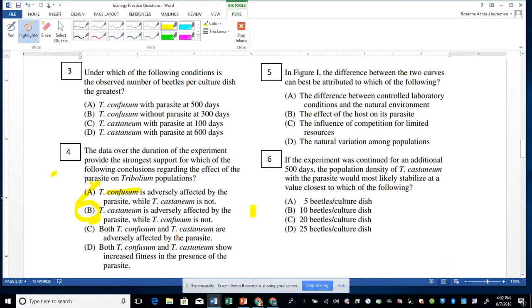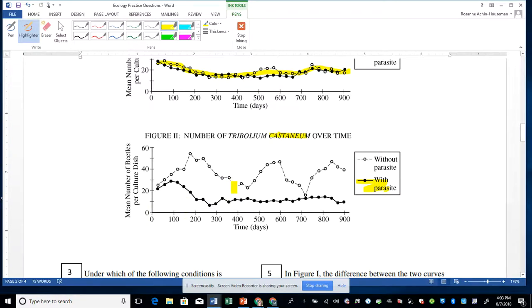Let's look at both of them. Both of these populations are adversely affected by the parasite. That's not true because the confusum is not. And both of them show increased fitness in the presence of the parasite. Definitely not, because this one has reduced fitness, right? When the parasite's around, it's not doing as well.